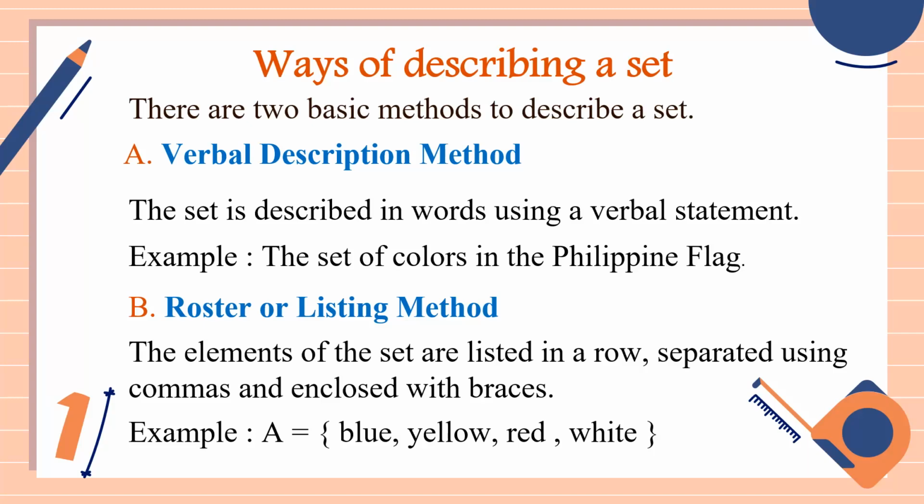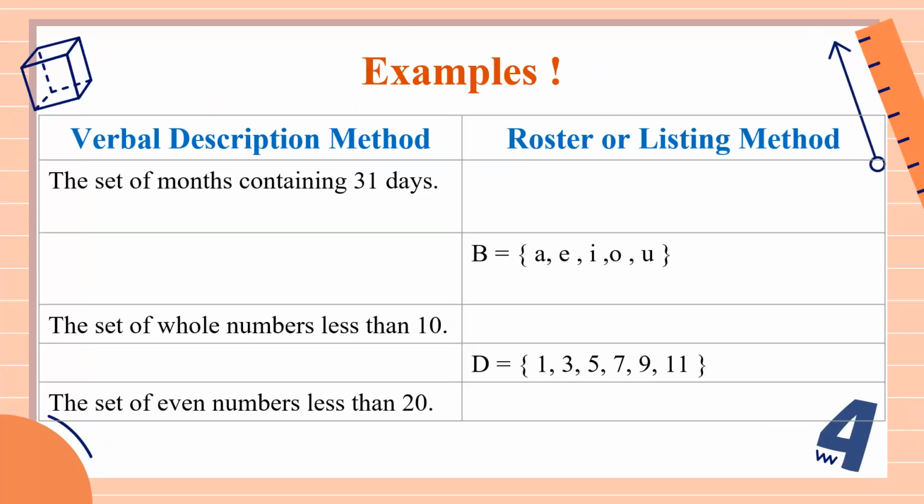So you have the braces and then capital A. Once again, for a set, you use capital letters. So set A would be blue, yellow, red, and then white. So let's have plenty of examples, class, with regards to verbal description method and then roster or listing method.